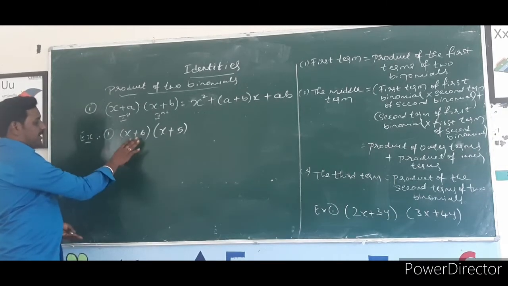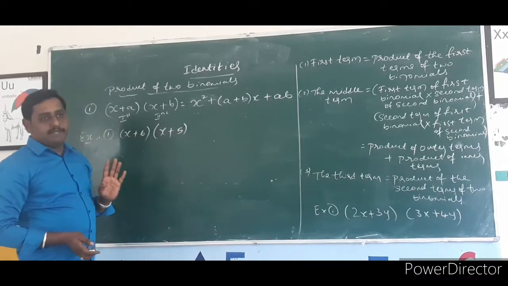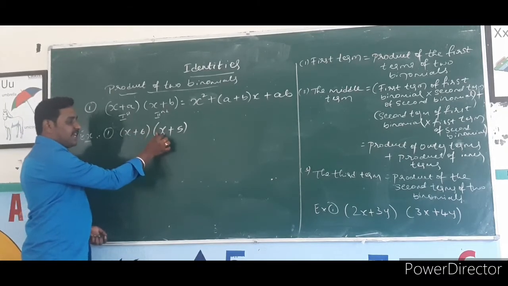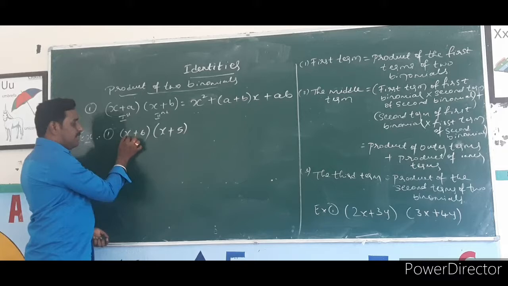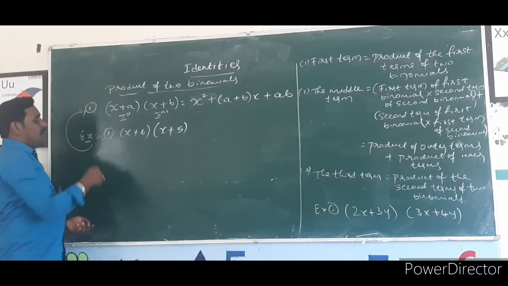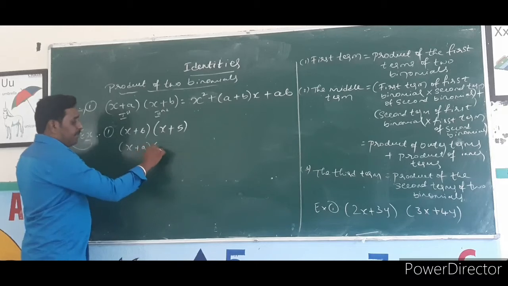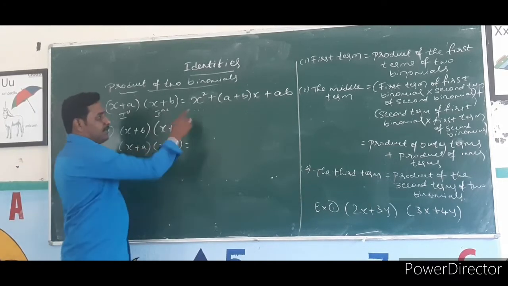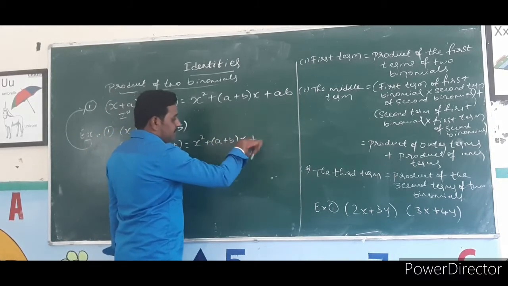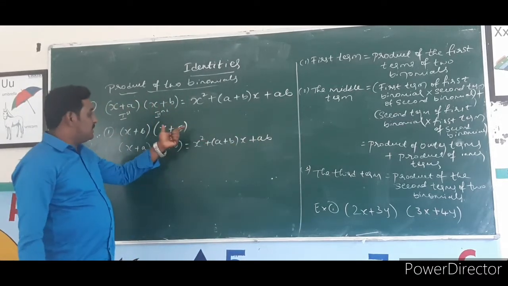For example, I am taking (x + 6)(x + 5). Look at the first term of the first binomial and the first term of the second binomial. In both cases they are the same: here x, here also x. So now we apply this formula and solve this problem easily. The formula is (x + a)(x + b) = x² + (a + b)x + ab.